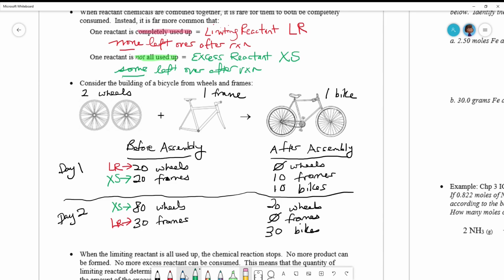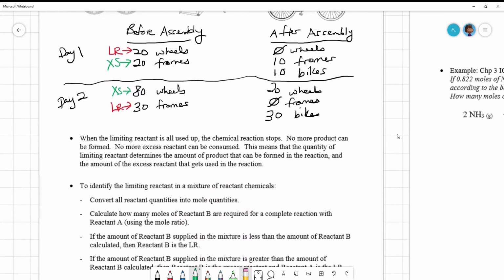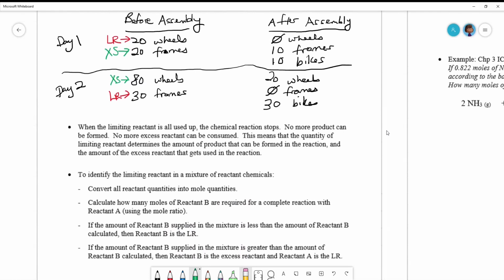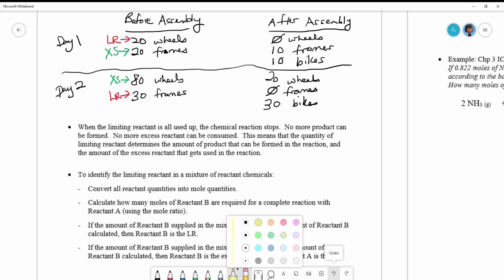Now, what is the significance of the limiting reactant in a chemical reaction? Well, as it turns out, the main significance of the limiting reactant is what it controls. When a reaction is running, you need both reactants to be present for the reaction to keep going. Once the limiting reactant is all used up, the reaction can't happen anymore. The chemical reaction stops, and that means we stop making product. So no more product can be formed, and no more excess reactant can react.